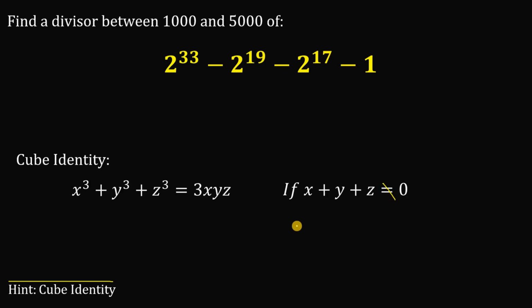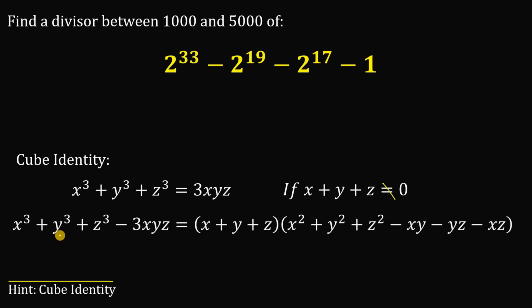So, here's the original identity. We have x cubed plus y cubed plus z cubed minus 3xyz equals the following. X plus y plus z multiplied by the quantity x squared plus y squared plus z squared minus xy minus yz minus xz. Now, take note. If x plus y plus z equals 0, then the right-hand side is equal to 0. And we have this identity, x cubed plus y cubed plus z cubed equals 3xyz.